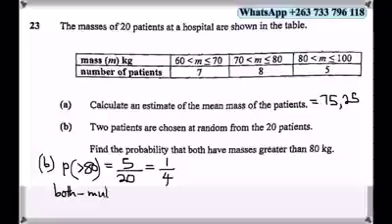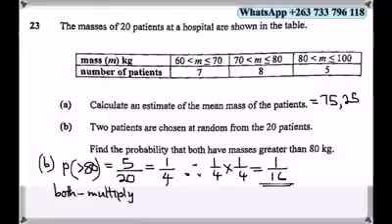So for 2, we multiply 1/4 times 1/4, so my final answer will be 1 over 16.